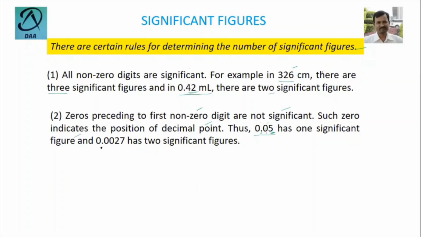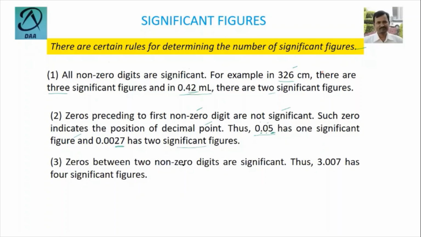And similarly, 0.0027 has only 27, these 2 digits, that means 2 significant figures, because from the left side these 3 zeros will not be accountable for the significant figures. So zeros preceding the first non-zero digit are not significant.